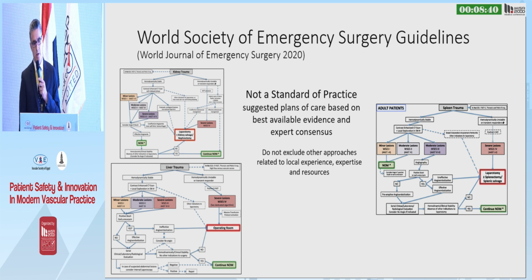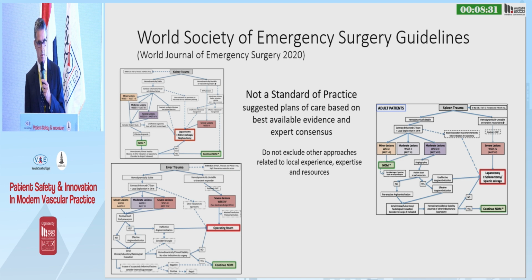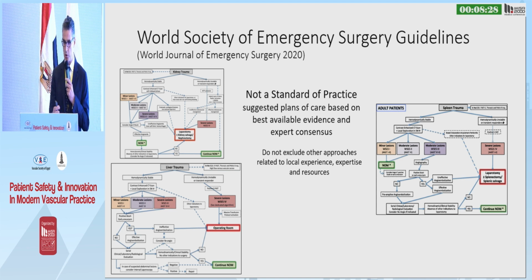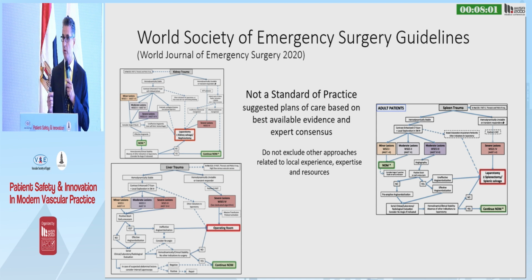So there's been a recent change to how blunt abdominal trauma is treated or recommended to be treated, and this was generally published by the World Society of Emergency Surgery back in 2020, and they produced these several patient algorithms for kidney trauma, liver trauma, and for spleen trauma. Now, they make it very clear that these are not standards of practice, but they're suggested plans of care, and they're based on the best available evidence and also on an expert consensus. But actually, each individual patient needs to be treated related to the local resource and the local expertise that's available to them.